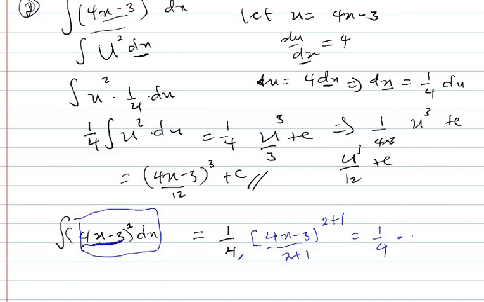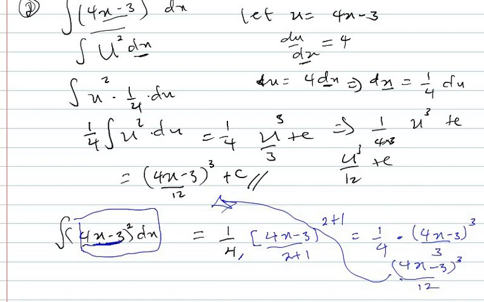Then here we have 4x minus 3 raised to the power of 3, all over 3. Then we can say 4 times 3 is 12. So we have 4x minus 3 to the power of 3 all over 4 times 3, which is 12. So as you see, here it is equivalent to this. So it's the same.